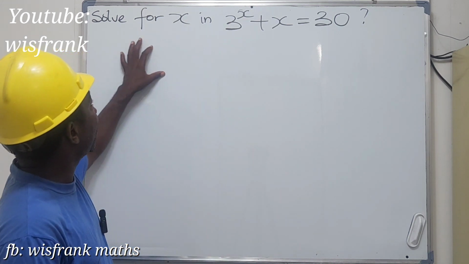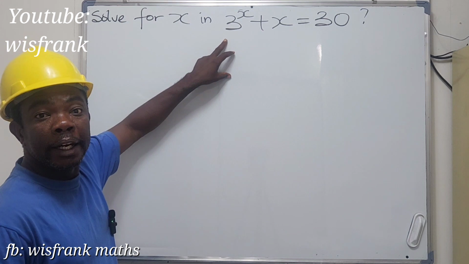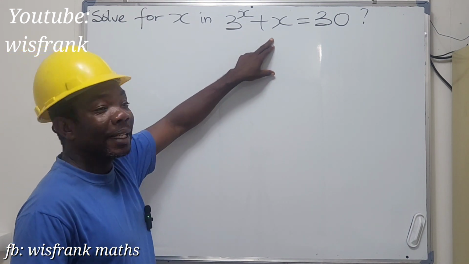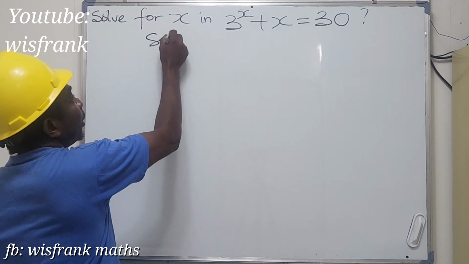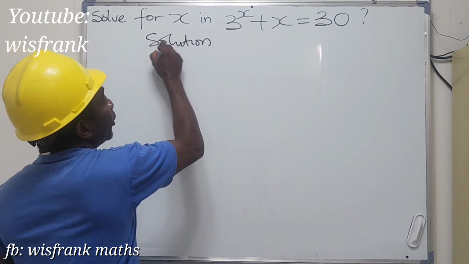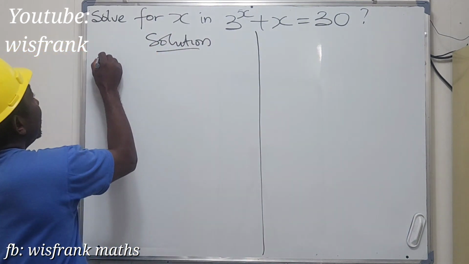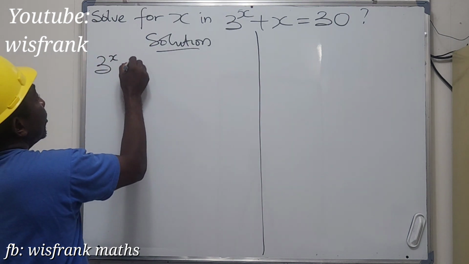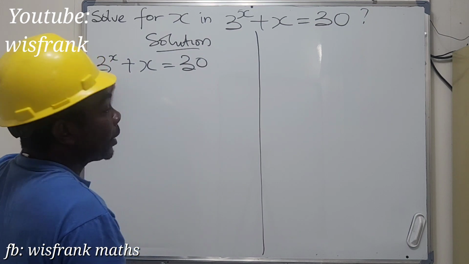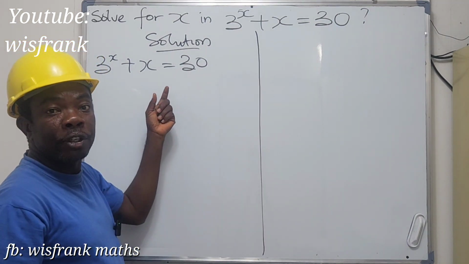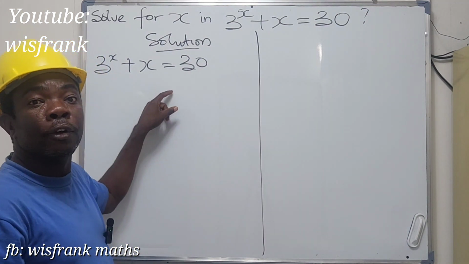Today we are looking at this question, and it says solve for x in 3 to the power of x plus x equals 30. So we are going to find the value of x. Solution: we are given 3 to the power of x plus x equals 30. In this case, this is the initial equation. So we are going to find the value of x.